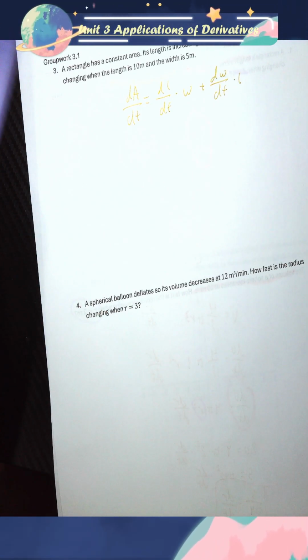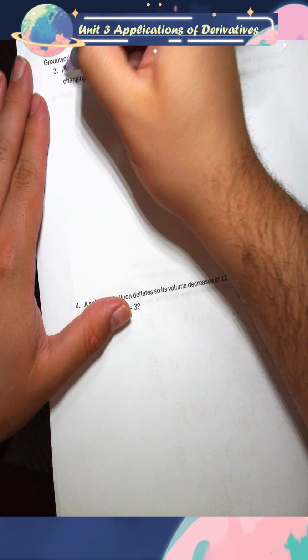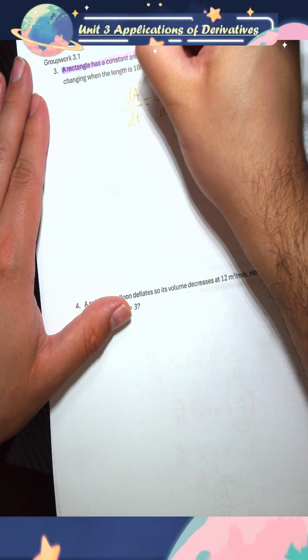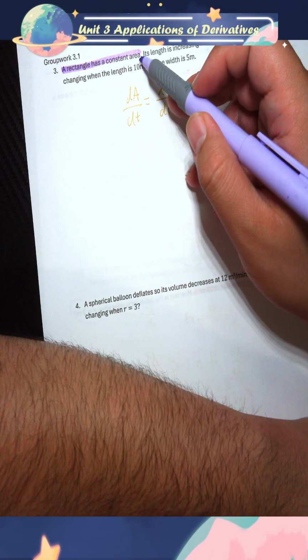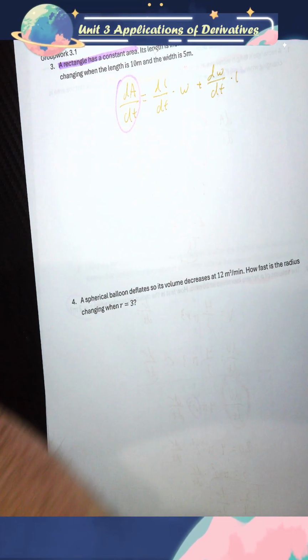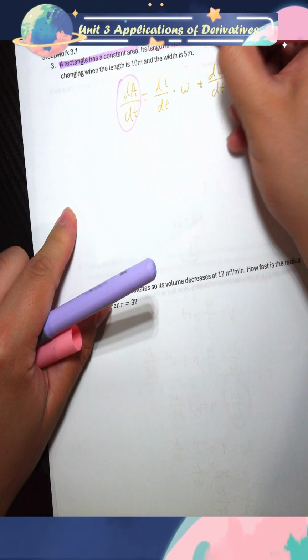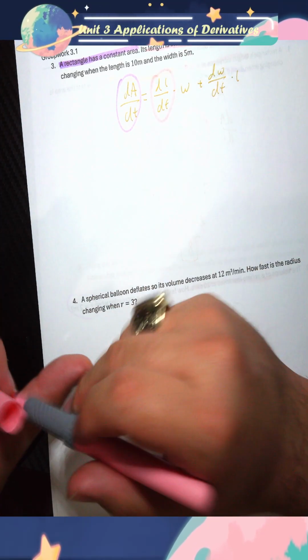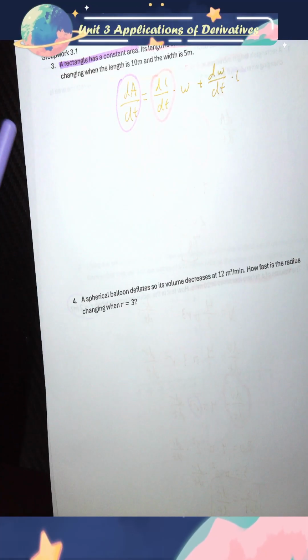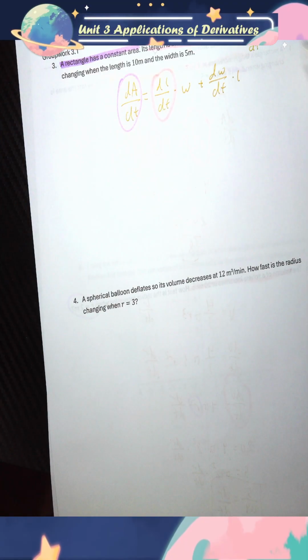Let's read this from left to right. Okay, so the first thing, a rectangle has a constant area. So this is almost a trick phrasing. That means that the area is constant, it doesn't change. So what's the derivative of a constant function? It's going to be 0. Its length is increasing at 2 meters per second. How fast is the width changing? So that means we want dW/dt.